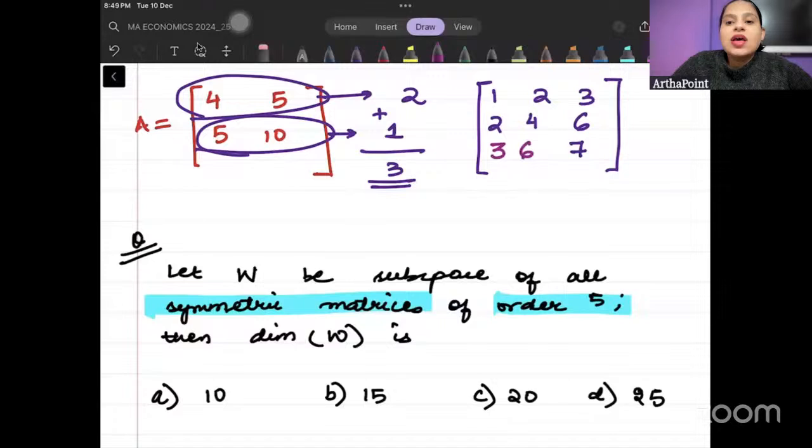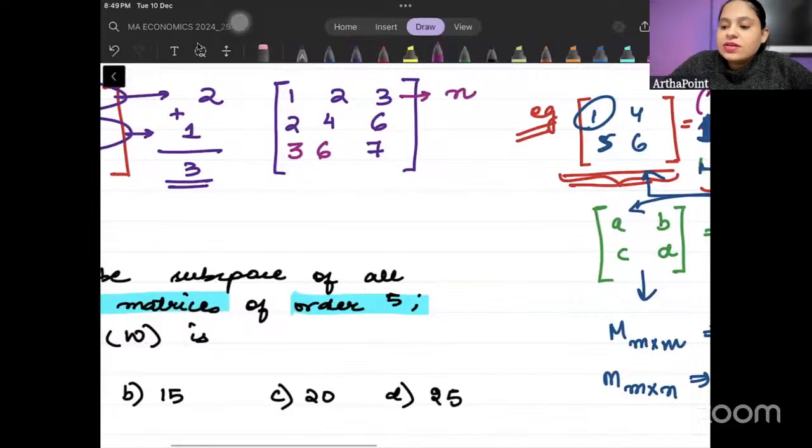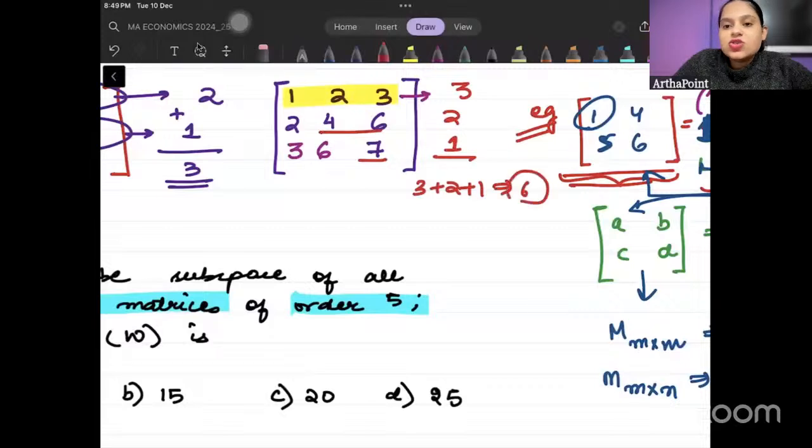And this is 6. When I transpose this matrix, I should be able to get the same matrix. So in this, I have n unique elements here. In this case, n is 3. All 3 unique elements here. I have 2 unique elements here. And I have 1 unique element here. So 3 plus 2 plus 1. That means 6 unique elements. So the dimension becomes 6.